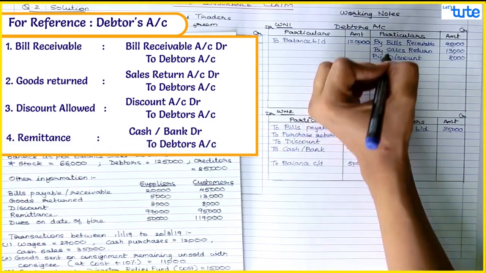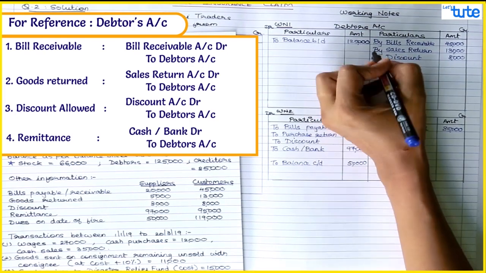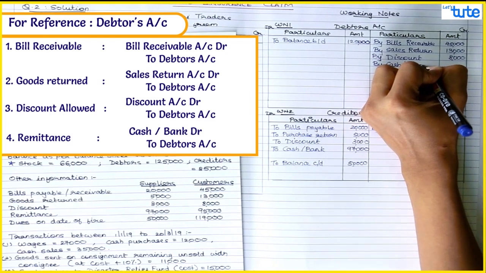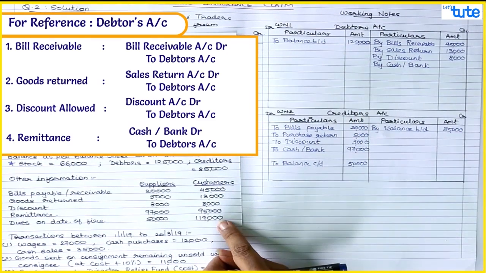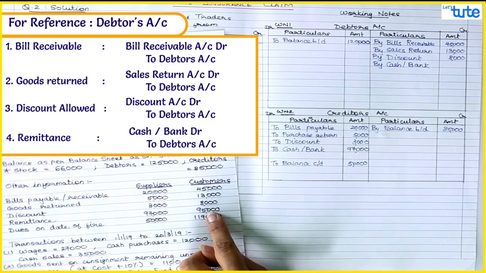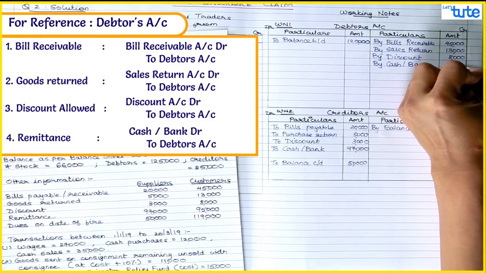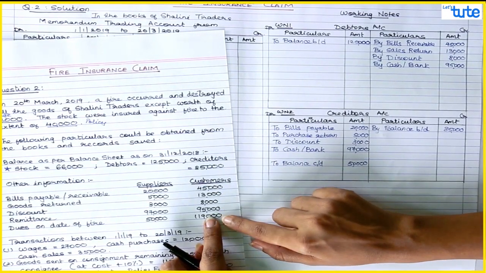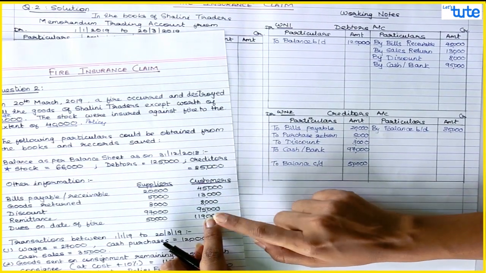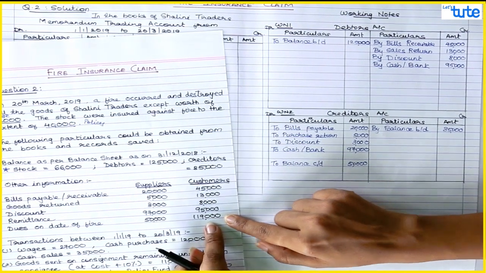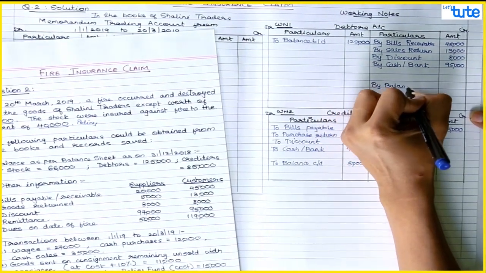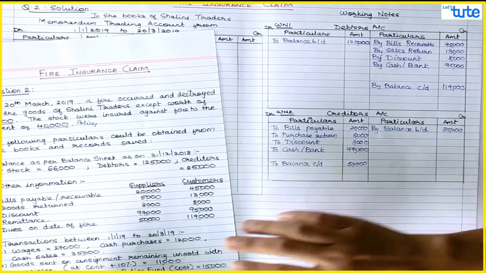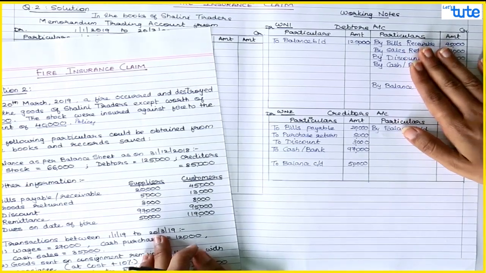Next remittances. So these are the remittances which we have received from debtors. So by cash bank, remittance received from debtors is 95,000. And dues on date of hire. So dues on date of hire, that means this amount is still receivable from the debtors. So by balance carried down, 1,19,000. So guys, simple. We have just posted all the suppliers and customers transactions over here.